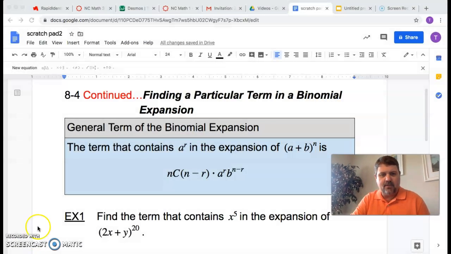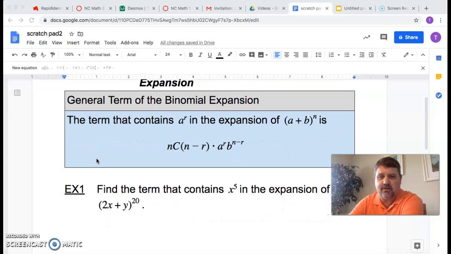All right, so this is the last part of any notes that you're going to need for 8.4. And this is called finding a particular term in a binomial expansion. And we've got a formula here for finding a general term of this expansion. Now, let's make sure we understand how to read this thing and how it works. So we're going to do this example here in this video, and then I've got a couple of other short videos for some other examples that are a little more complicated.